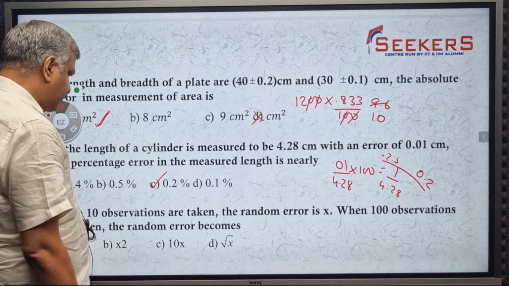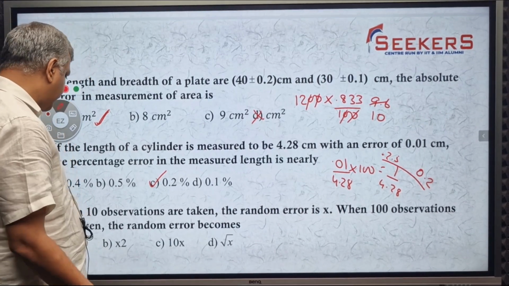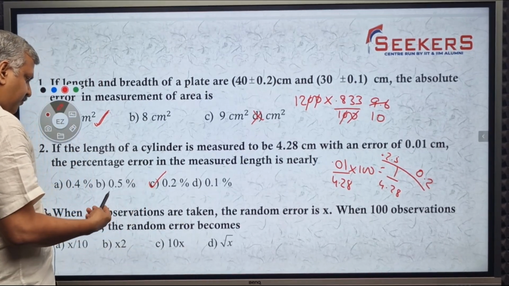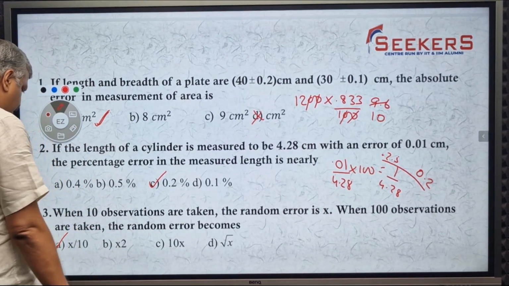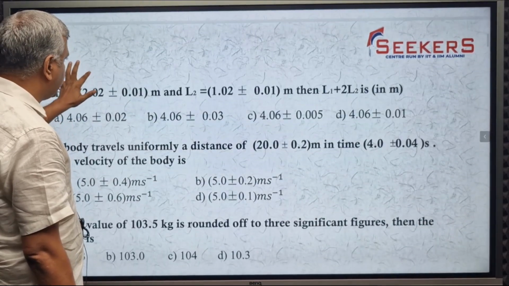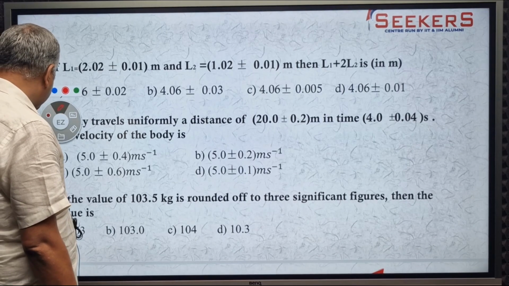When 10 observations are taken, the random error is x. When 100 observations are taken, the random error will decrease. It will decrease by as many factors as you have increased the observations. So it will become x by 10. This is a nice question. Hope you understood what we did. When the number of observations increases, the random error decreases.